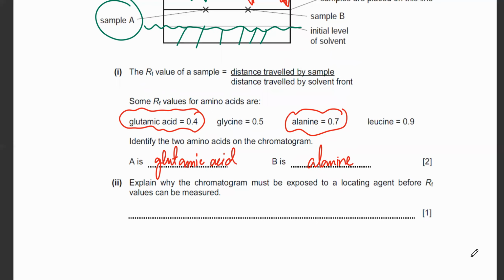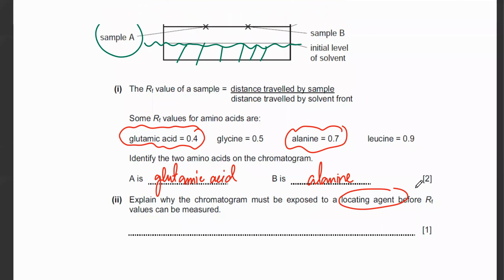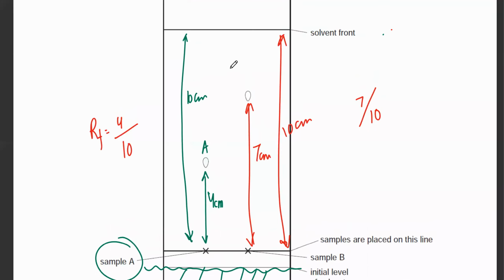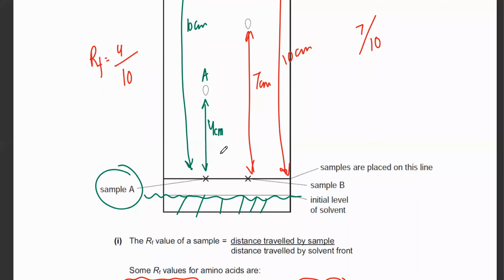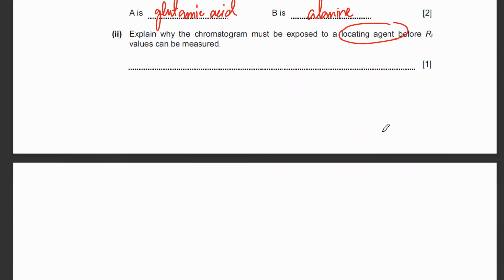Again, why do you need locating agents? Especially for biological substances, because you can't see them, they're colorless. You will have a spot over here, but you won't be able to see it. So you want to spray the chromatogram with something that would make the spots visible. For dyes or inks, they are already visible, but most biological substances are colorless. So you spray them with a locating agent so that they become visible.